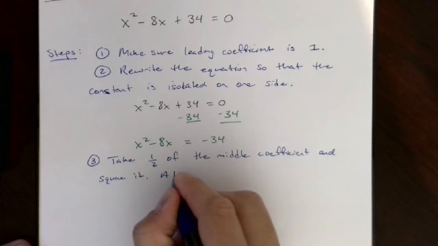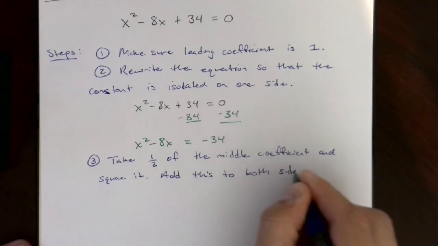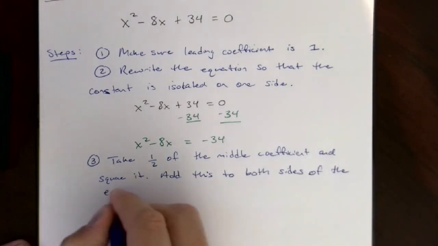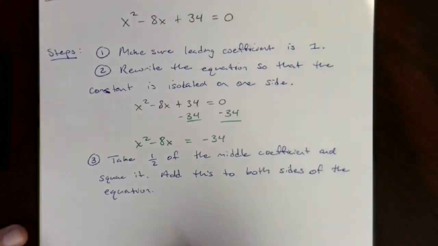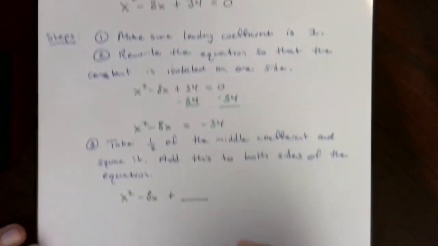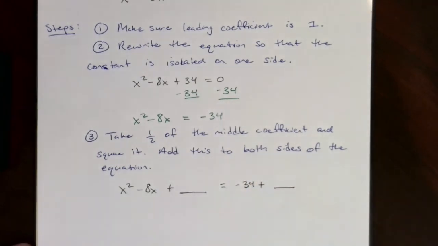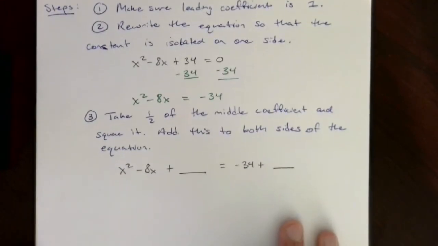What we're going to do with this is add it to both sides. You have to add it to both sides because that's what keeps it balanced. So what I really have is this: x squared minus 8x plus, I'm going to put a blank here. It kind of helps me remember what I'm going to do. I'm going to add to both sides, is equal to negative 34 plus a blank. So I want to take half of whatever the middle coefficient is, square that, and then add that value to both sides. I'm going to write this out, and it's important you write it out for yourself because it'll be easier to see what happens in the following examples.